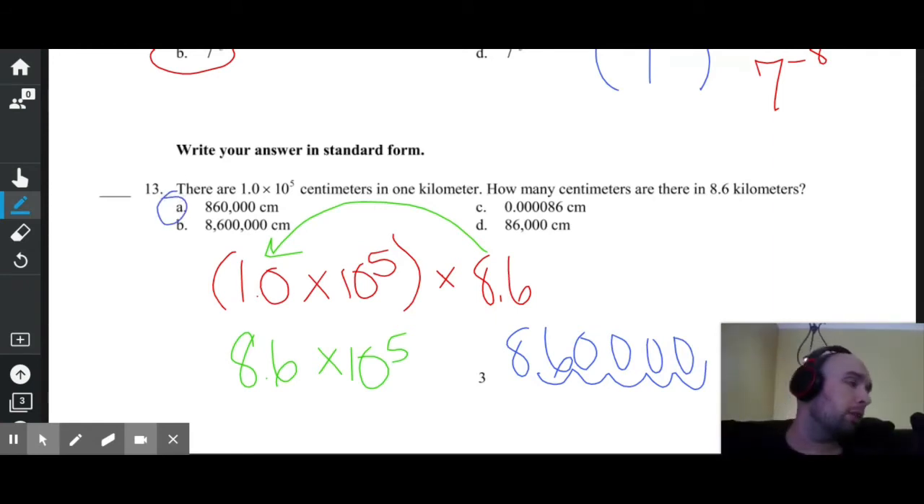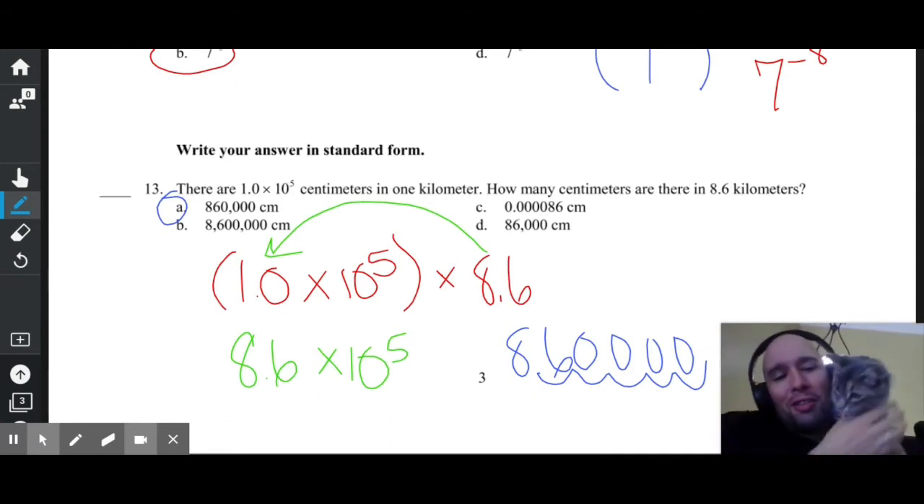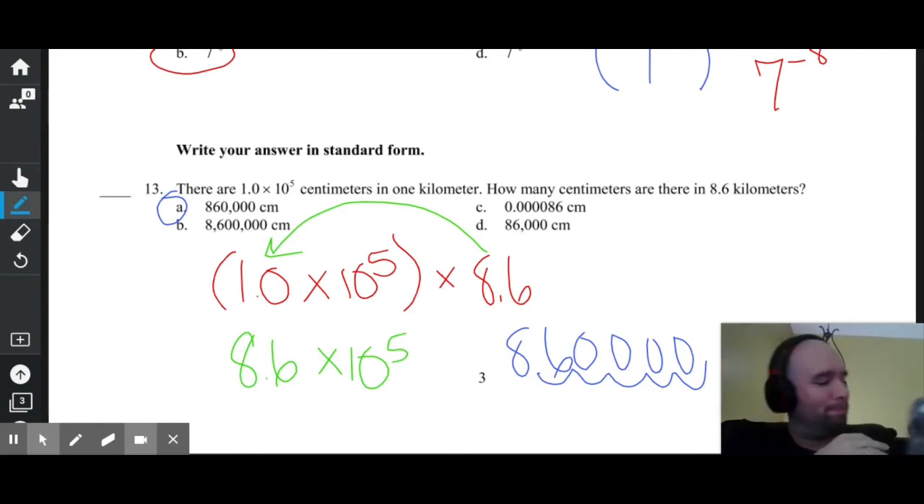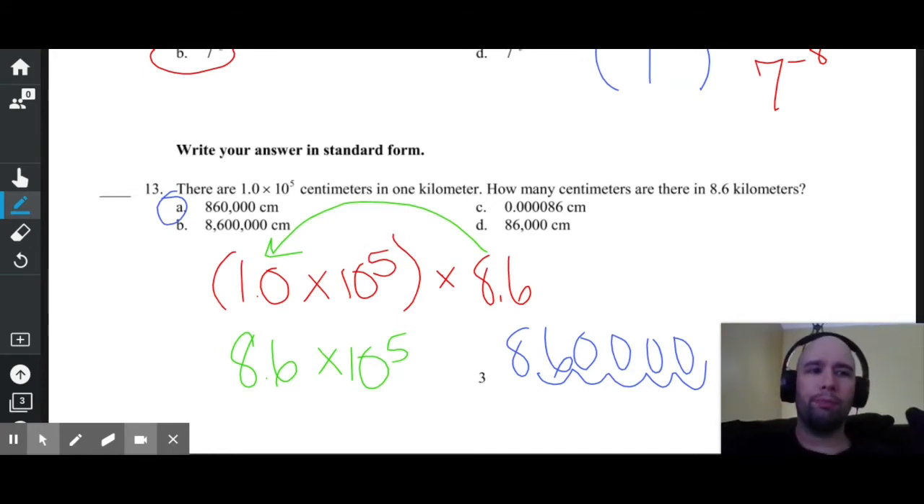860,000 centimeters. Okay? By the way, I'm going to use the word zero a lot in this section. And my cat's name right here is Zero. Say hello, Precious. Say hello, okay. Zero is the dog in the Nightmare Before Christmas, and so logically we named a cat Zero. Logic.